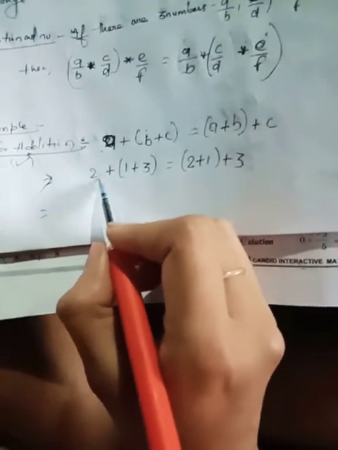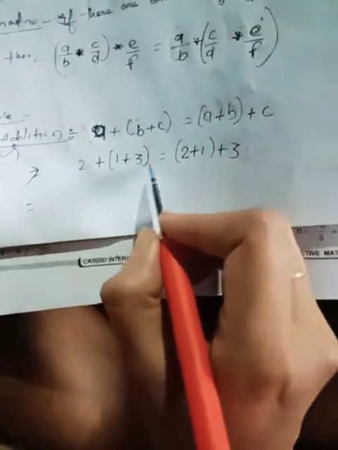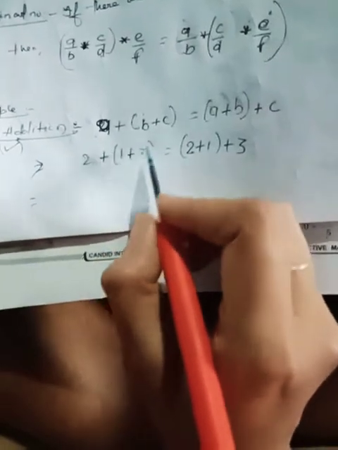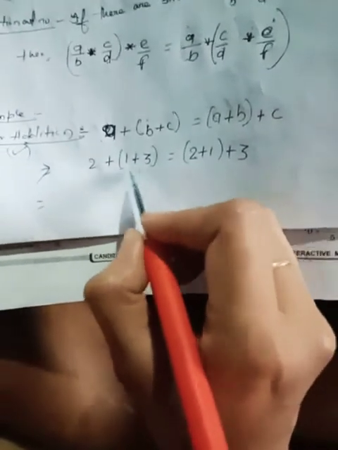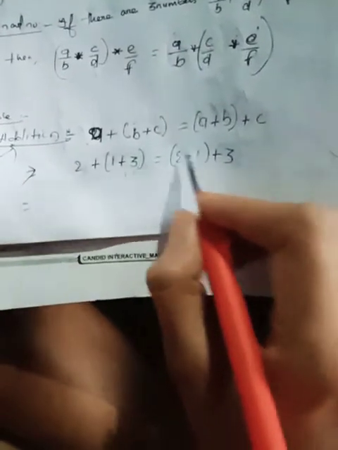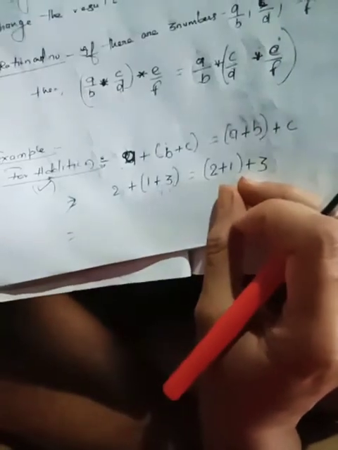Let's take three numbers. Three numbers are 2, 1 and 3. So I have written in the same pattern. 2 plus, I have taken the bracket here first on the second and third numbers, 1 and 3, and here I put the bracket between 2 and 1. So here the bracket is in the second part and here the bracket is in the first part.